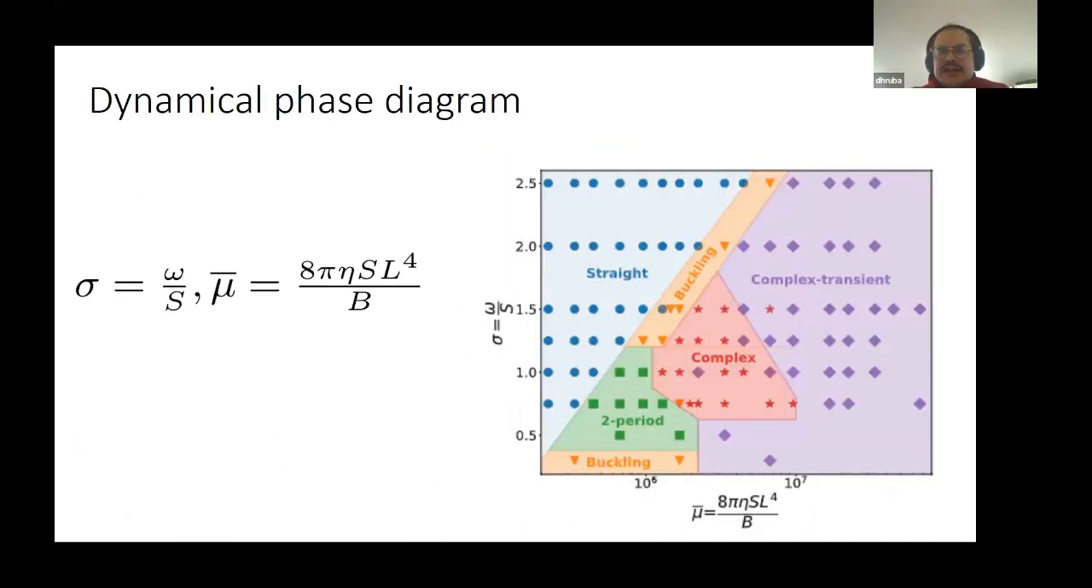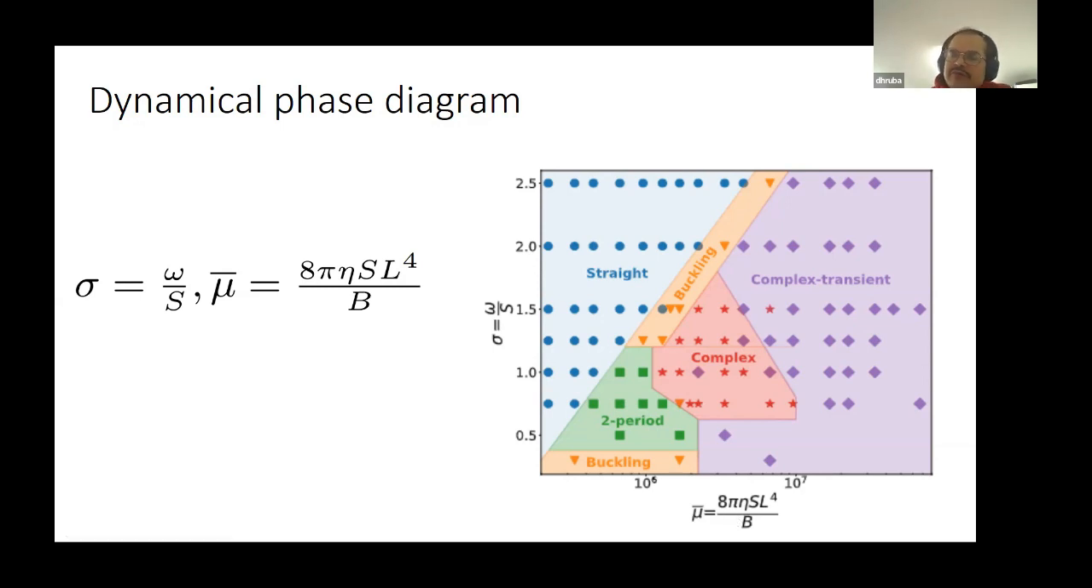And over here, I will show you a phase diagram. In the vertical axis, I'm plotting the time scale. There are certainly two time scales in the problem. If you look at the shear and non-dimensionalize it, you get a time scale. And if you look at the frequency over which the thread goes and comes back, you get another time scale. The ratio of these two time scales is one dimensionless quantity, sigma. And the other one, the mu bar, is the non-dimensional deformability of the thread.